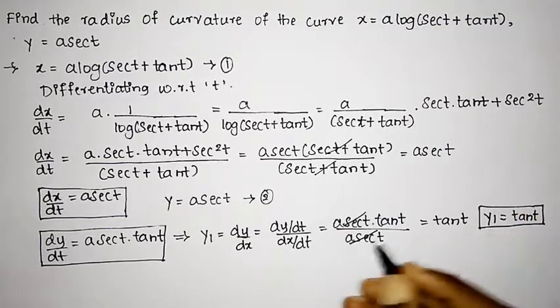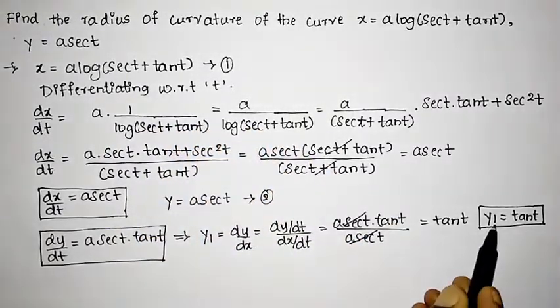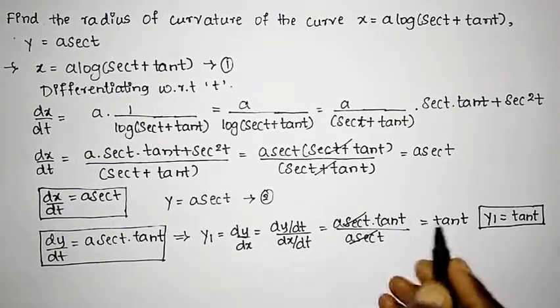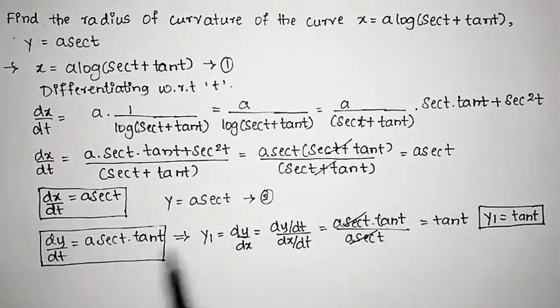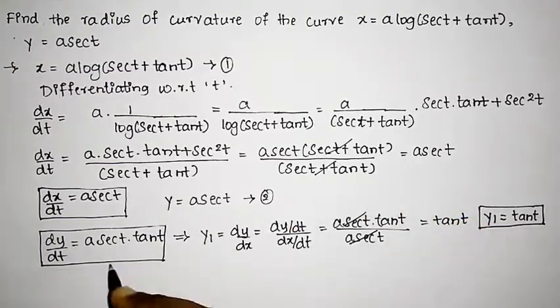In order to apply the formula of radius of curvature, we need to obtain y1 and y2, that is, the first differentiation and the second differentiation. The first order differentiation we can write as y1. Similarly, we need to obtain the second order derivative, which can be obtained by differentiating the y1 term again.